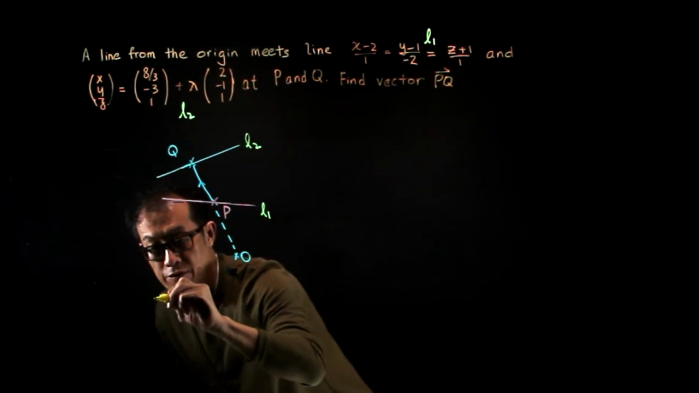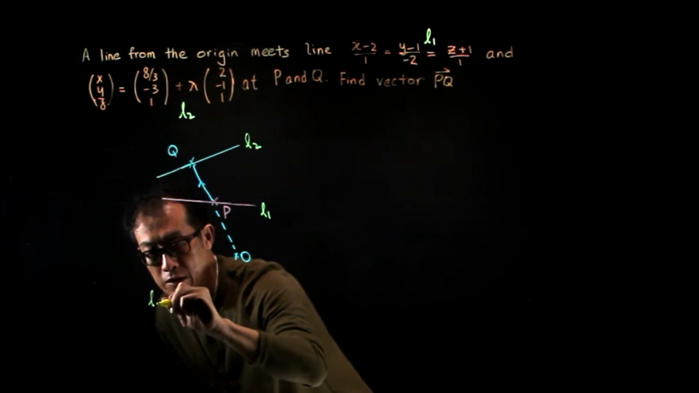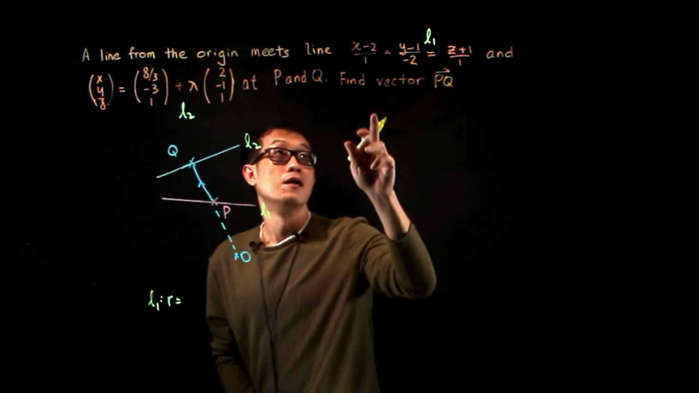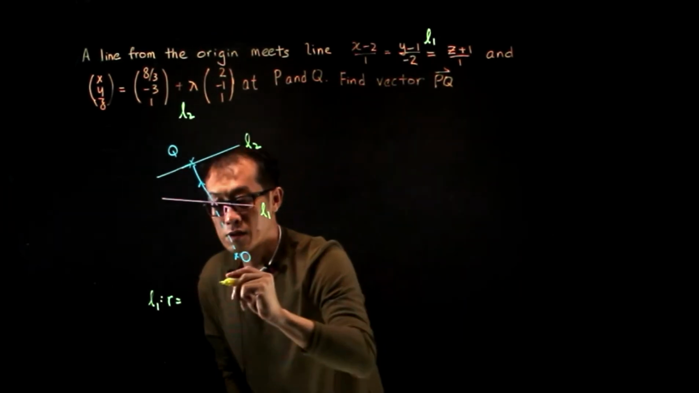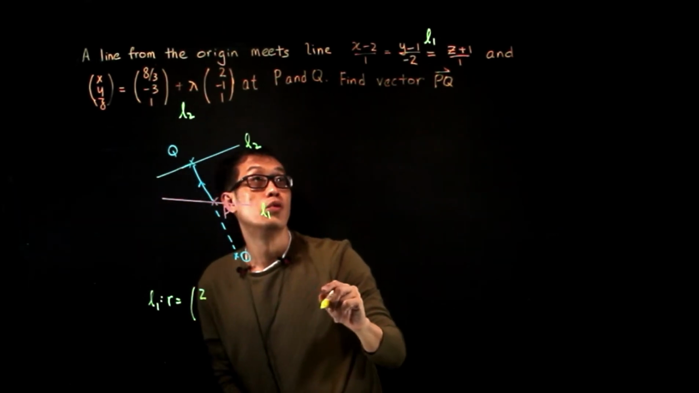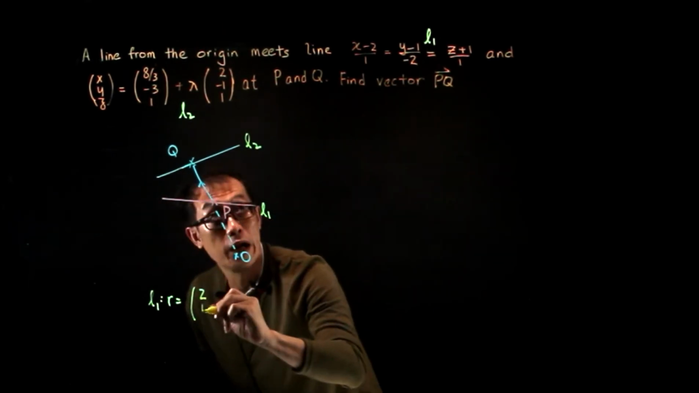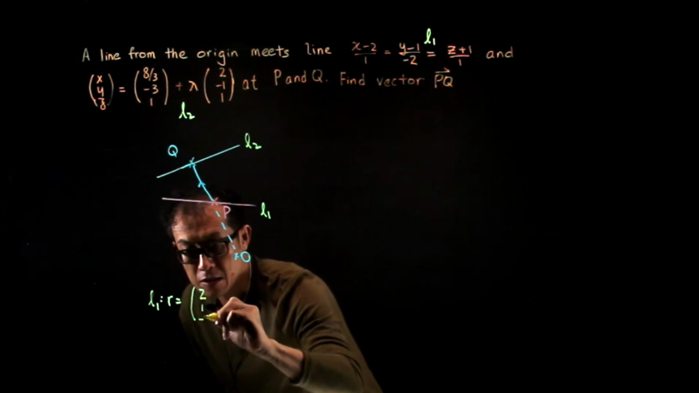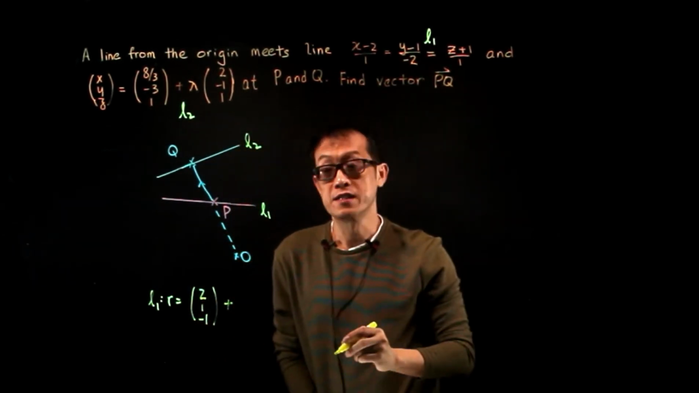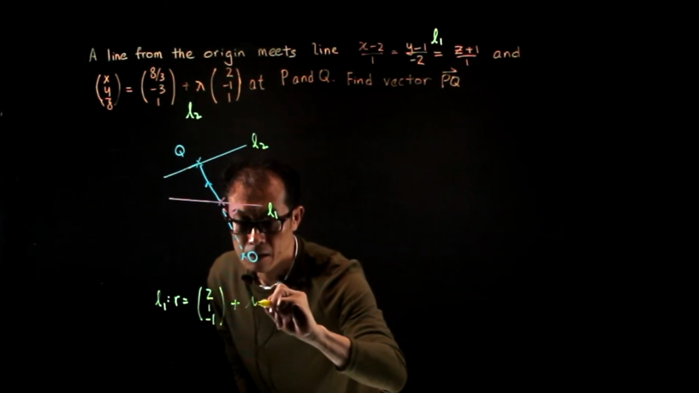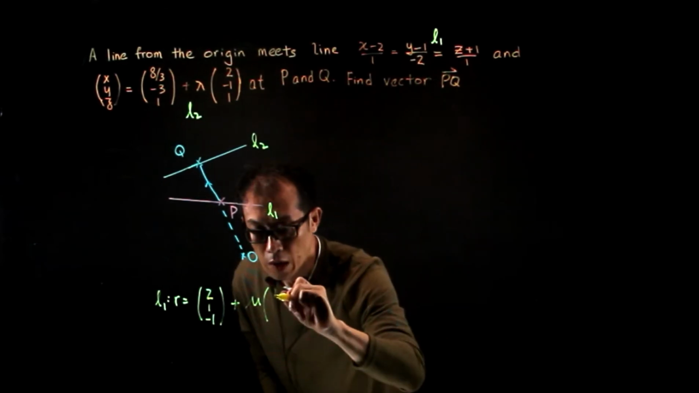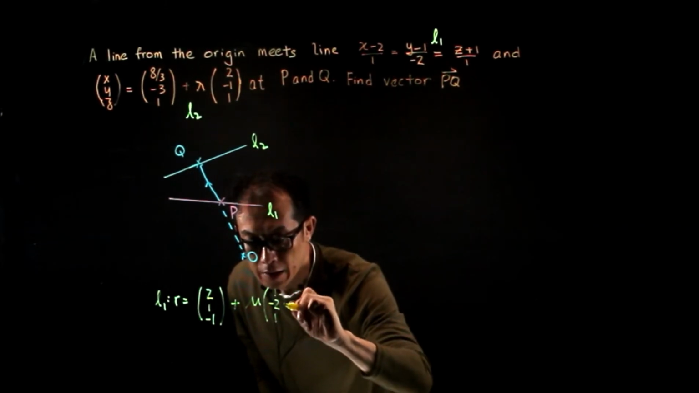So you have L1 passes through this point (2, 1, -1), and the direction vector is given by mu (1, -2, 1).